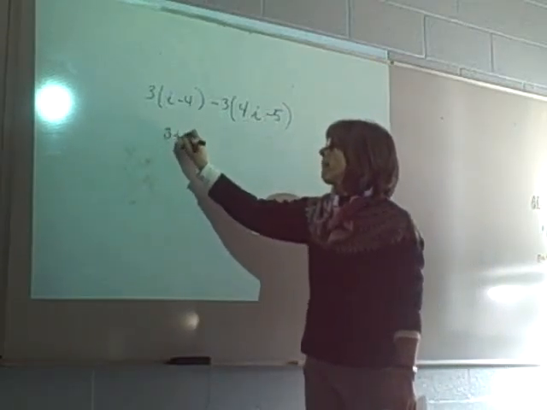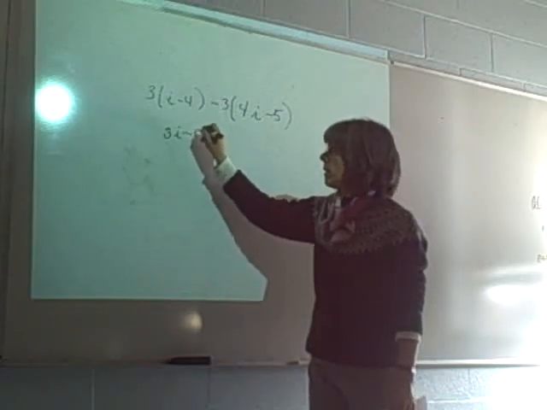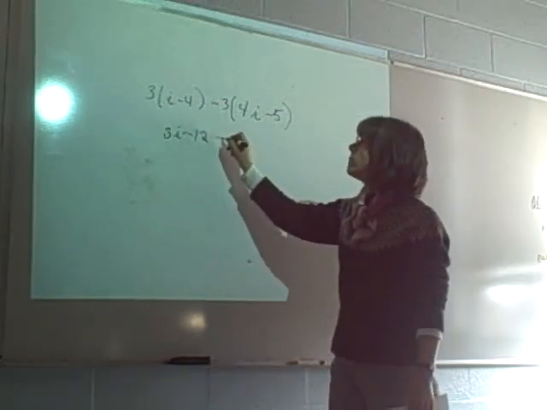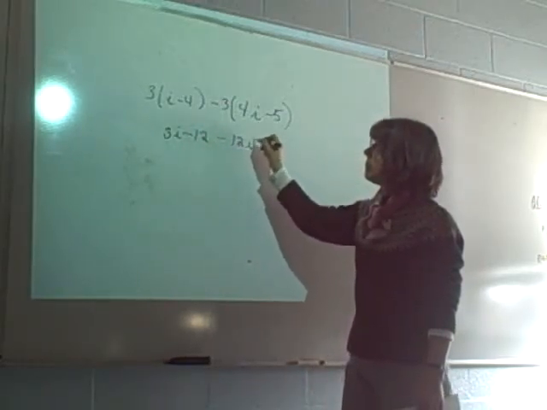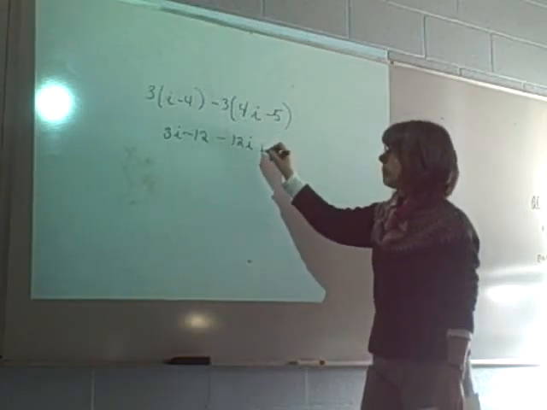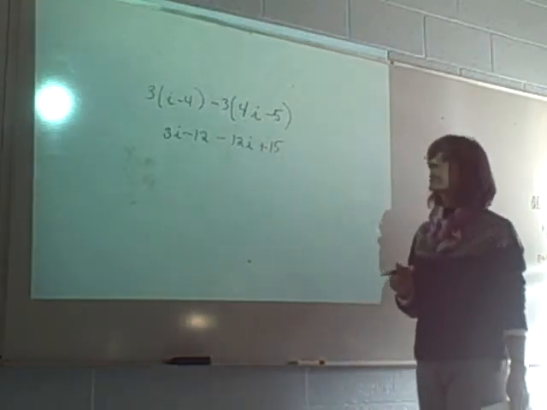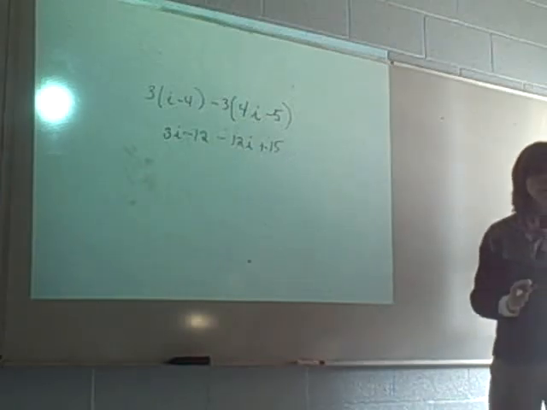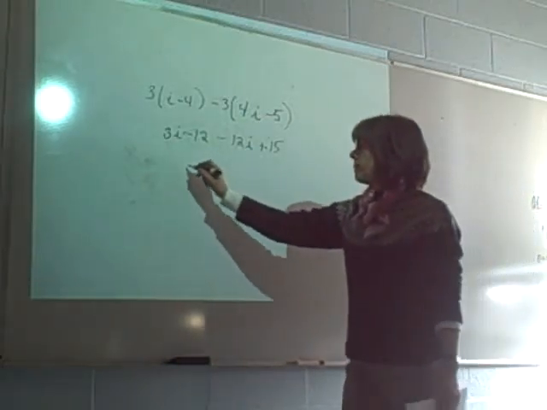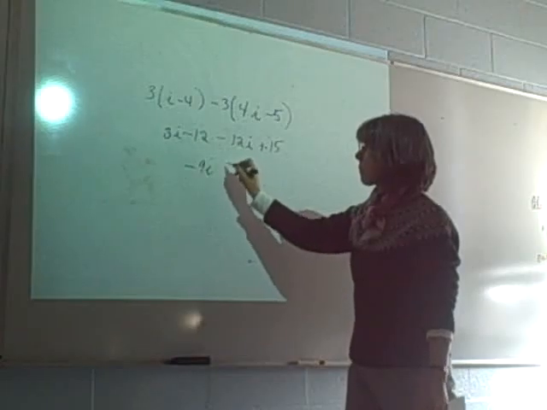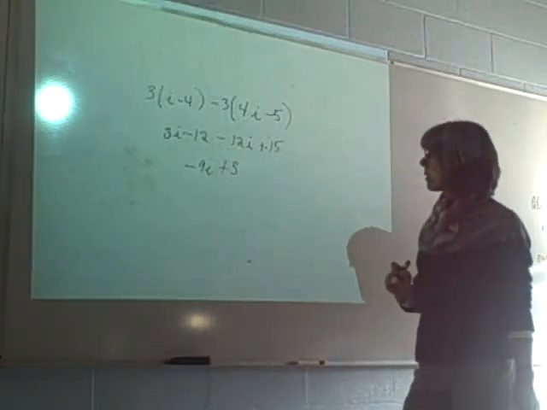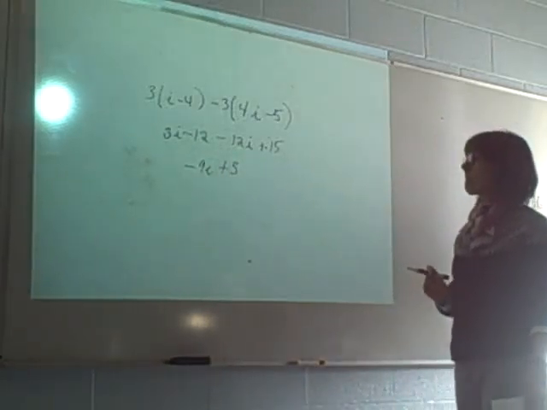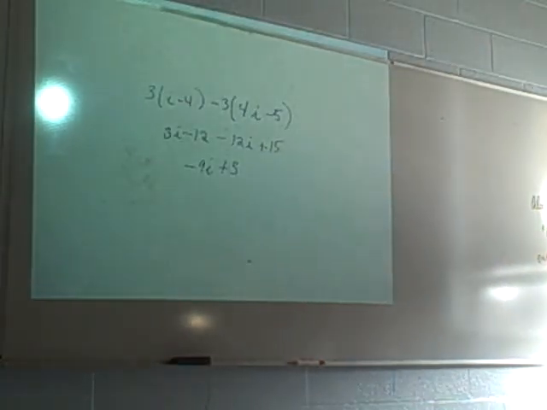3i minus 12. Negative 12i plus 15. Okay, can I combine like terms? Negative 9i plus 3. Okay. That's the answer? That's it.